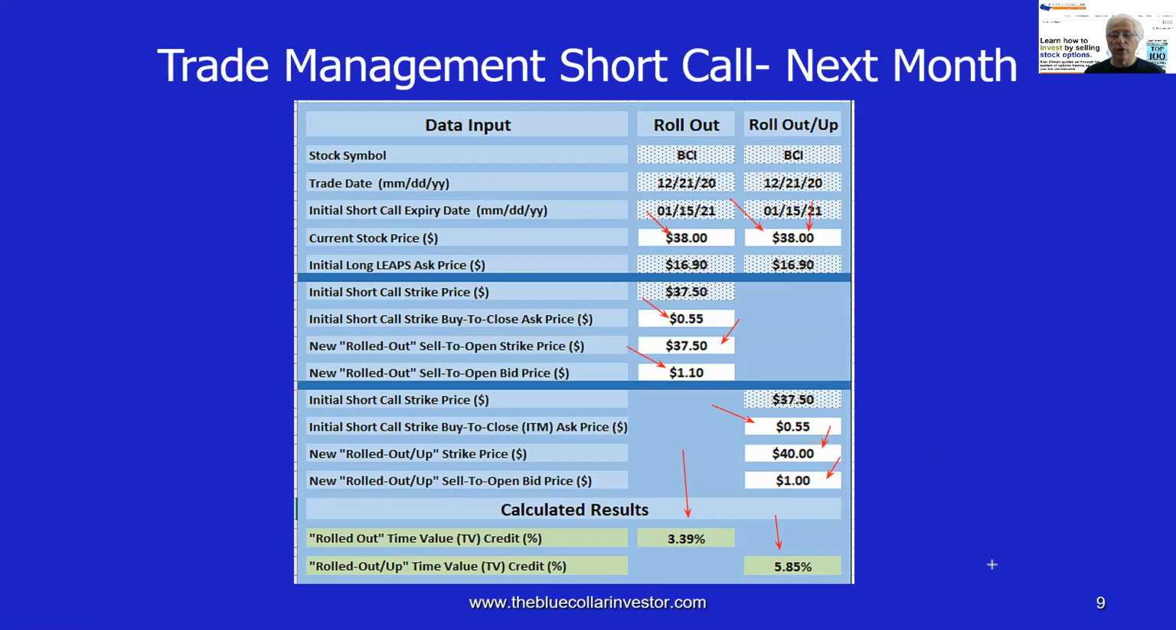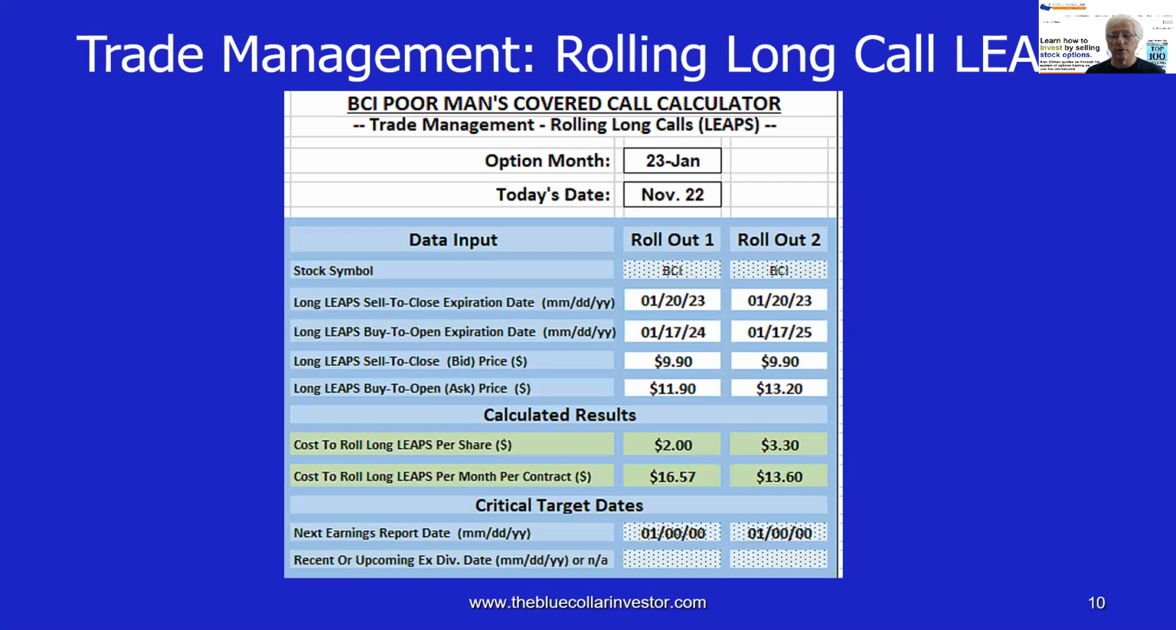So I would go with rolling out to the same 37.50 strike if I want to take a little bit more of a defensive position. And if I'm really bullish on the market and the stock at that point in time, I would roll out and up to the 40 strike. The calculator will give you the numbers to help you make those determinations.